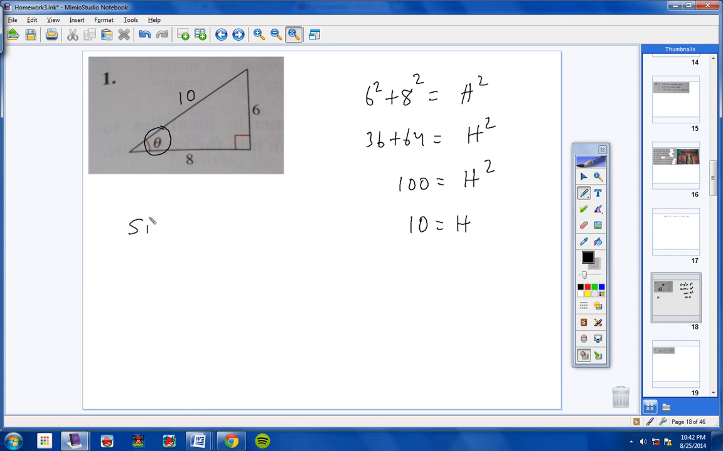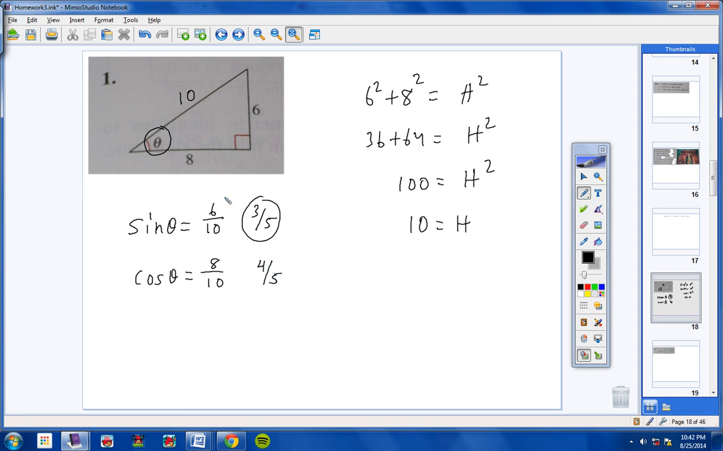of theta. The sine of theta equals opposite over hypotenuse. That would be 6 over 10, which is 3/5. The cosine of theta would be adjacent over hypotenuse, 8 over 10, which reduces to 4/5.